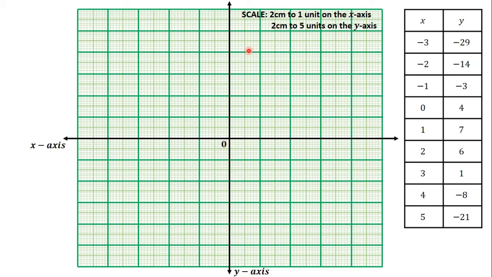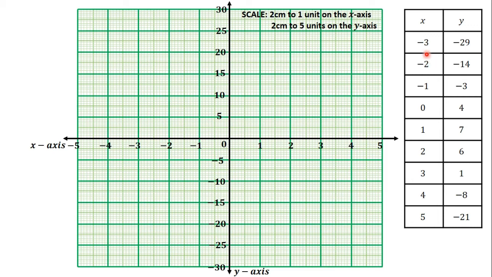On the x-axis, the scale we are using is 2 centimeters to 1 unit. So I'll use a scale of 2 centimeters to 1 unit to number the x-axis. On the y-axis, the scale we are using is 2 centimeters to 5 units. So I'll use a scale of 2 centimeters to 5 units on the y-axis. We can now plot our points.